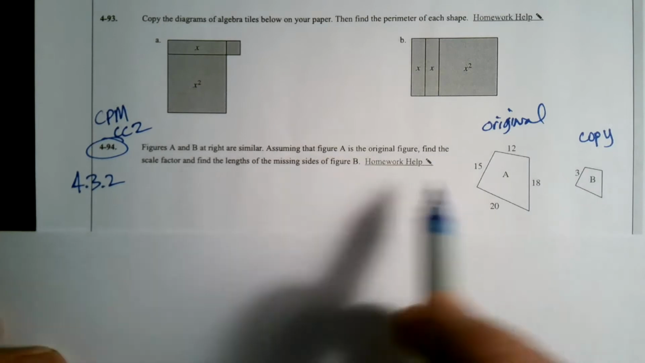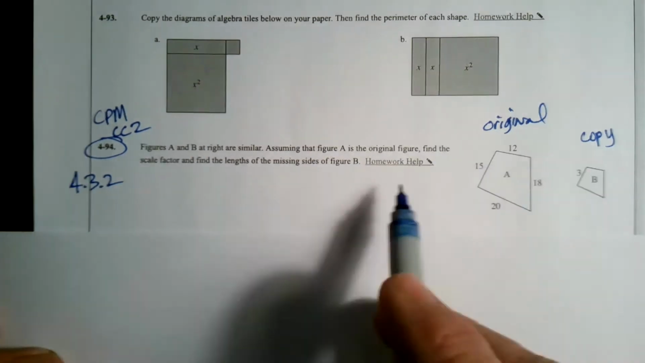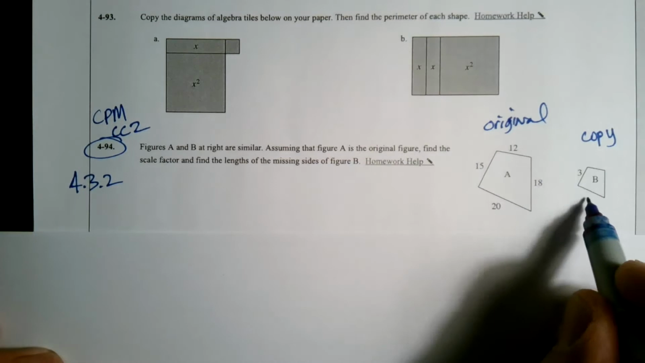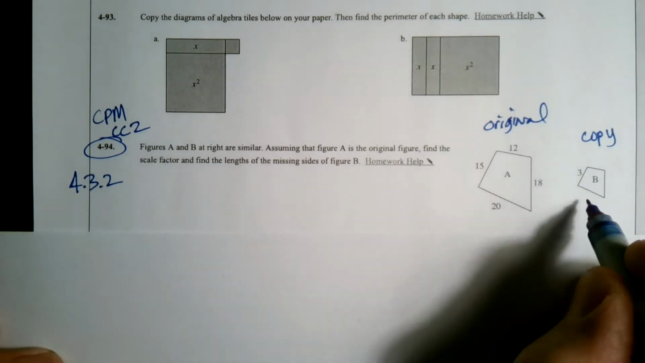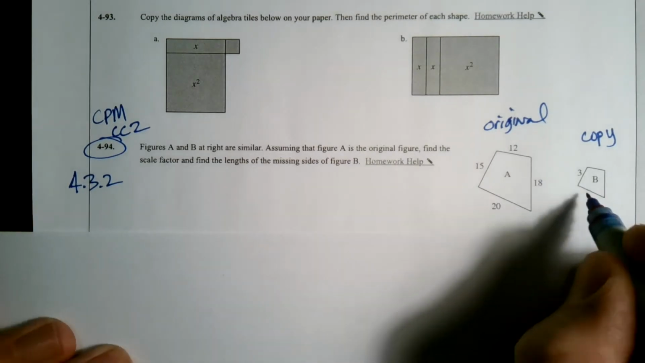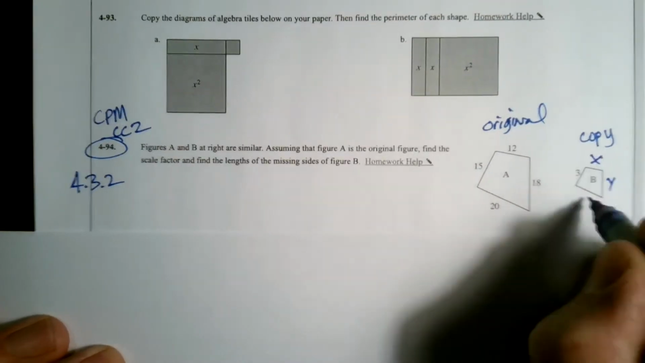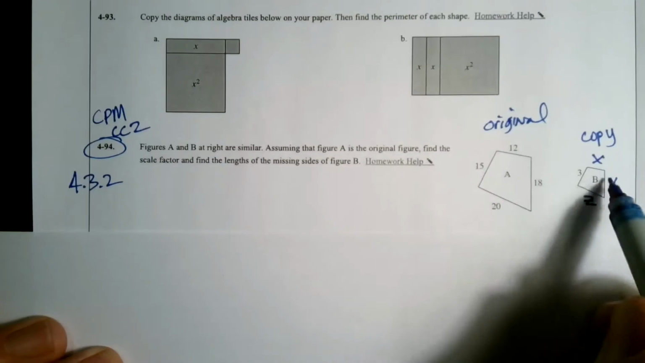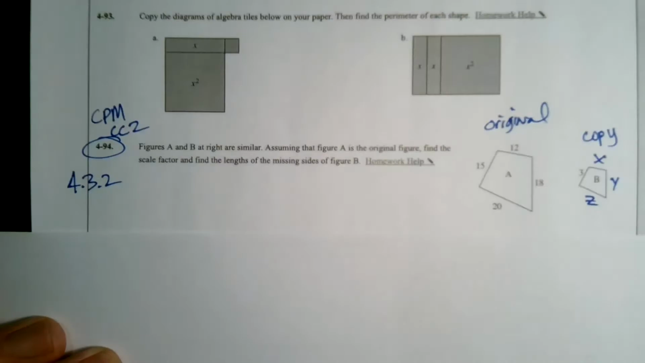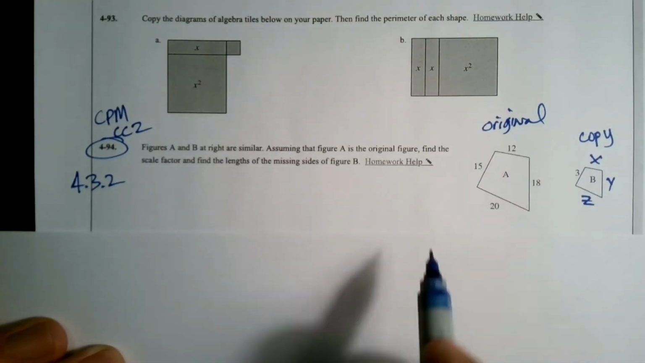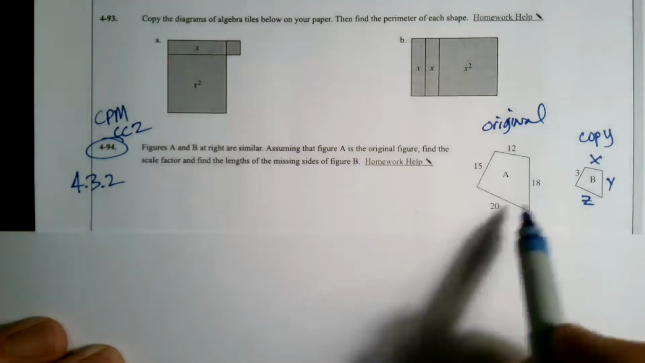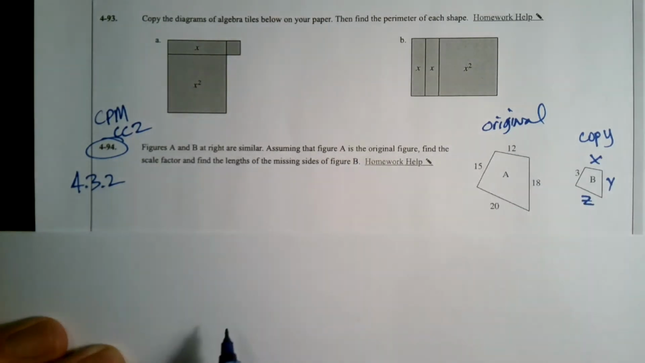In order to find the missing sides, I need to know what these sides are. I'm going to label them so I can have a variable. I'm going to call this one X, this one Y, and this one Z. So I'm going to need to find X, Y, and Z of figure B. I know each of these already, so I just need to find those.